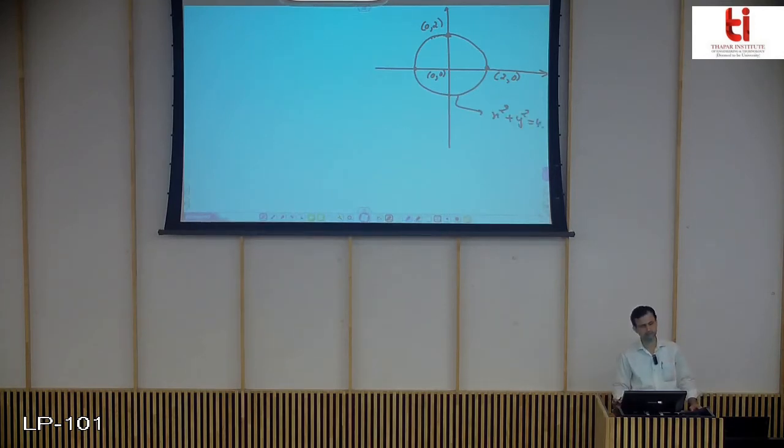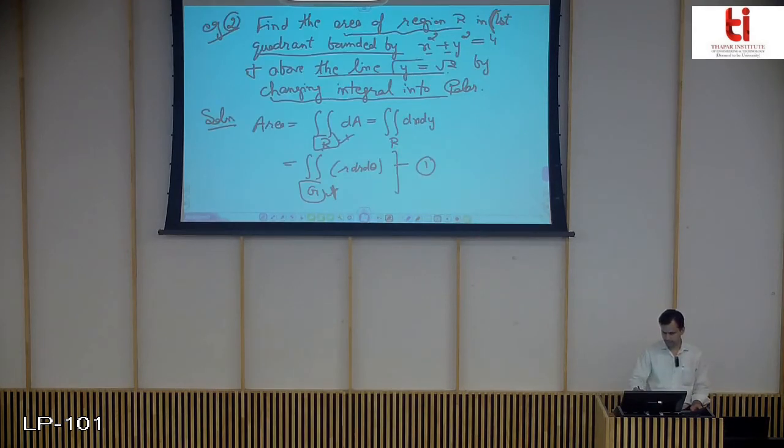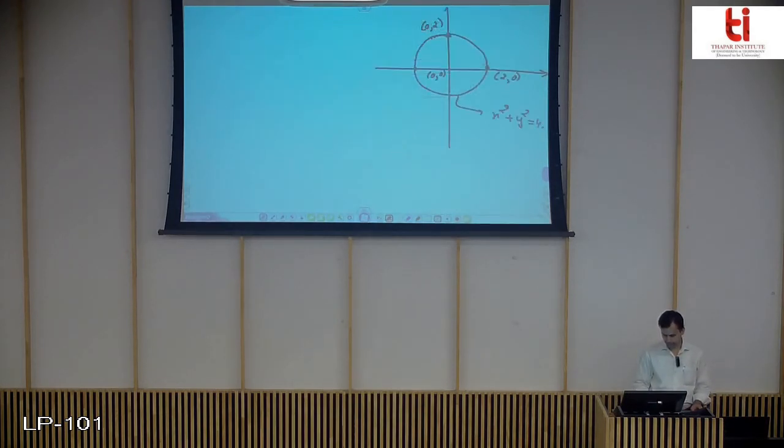And now he is also giving you the line y equals root 2. Y equals root 2 means y equals 1.4. So if this is 1 unit, then 1.4 is somewhere here. So this is the line. Let me draw it a little bit downwards.